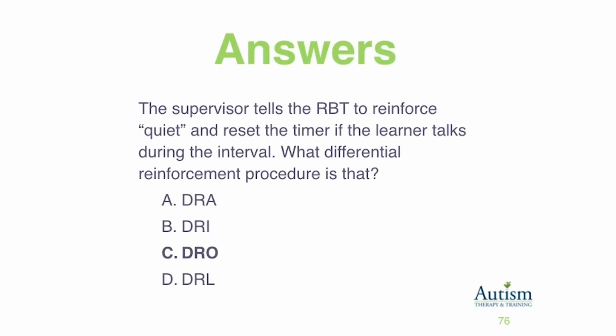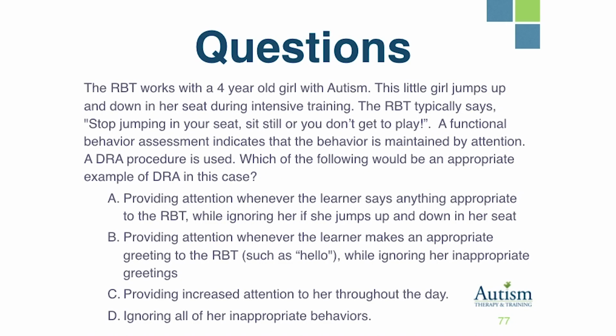And the correct response is C. DRO. The RBT works with a 4-year-old girl with autism. The little girl jumps up and down in her seat during intensive training. The RBT typically says, "Stop jumping in your seat, sit still, or you don't get to play." A functional behavior assessment indicates that the behavior is maintained by attention. A DRA procedure is used.